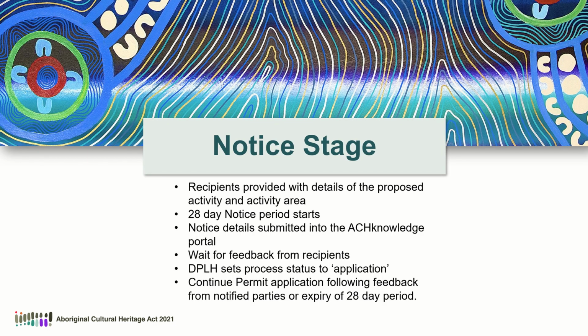So in summary, for the notice stage of submitting a permit, you would have done your due diligence, identified the relevant Aboriginal parties, identified that you are going to cause harm, identified that it is a tier 2 activity. You provided the notice. It starts the 28-day period to receive responses in regards to the notice. You then submit that notice through to the portal. You collect the feedback from the recipients, and also the DPLH would set the status of your notice to application. At this stage, you'll be ready to continue the permit application.